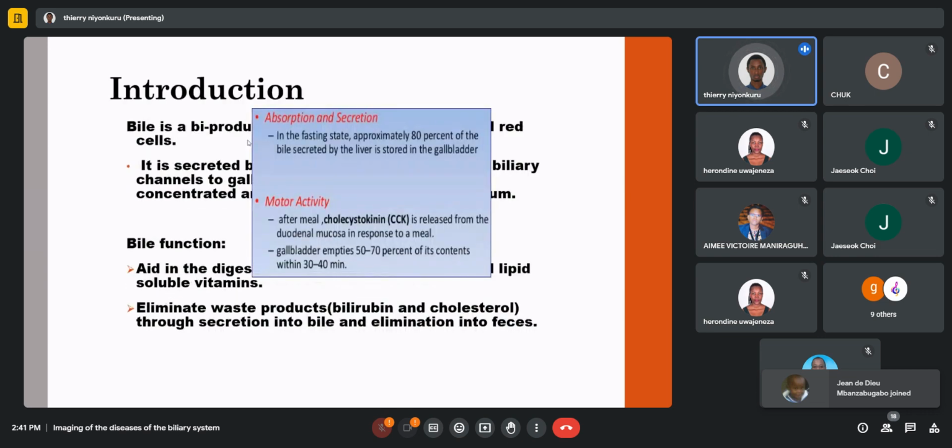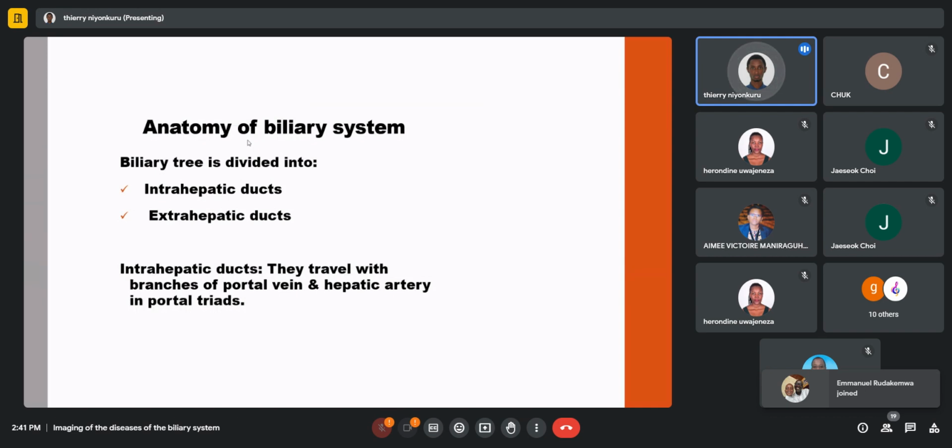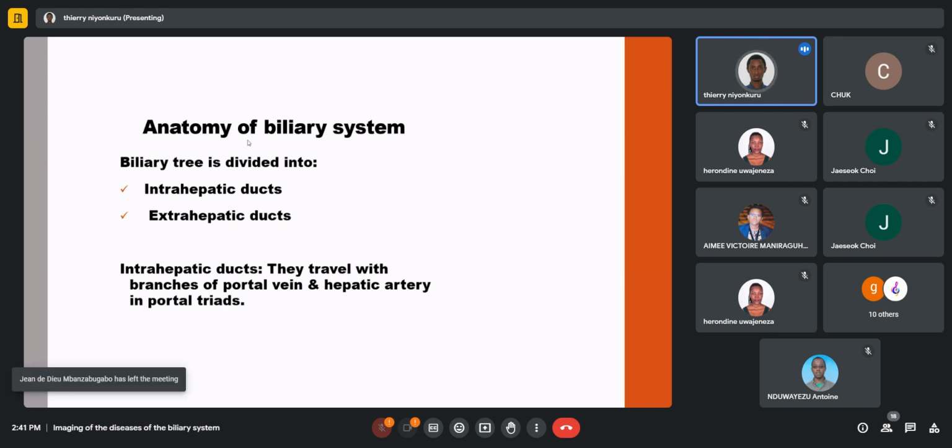That is why it is crucial to evaluate the gallbladder when it is full and the patient has fasted at least 4 hours. For the anatomy, the biliary tree is divided into two: the intra and extrahepatic ducts. The intrahepatic ducts travel along the branches of the portal vein and the hepatic artery, forming the portal triad.